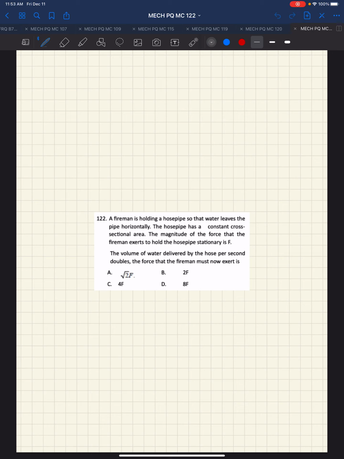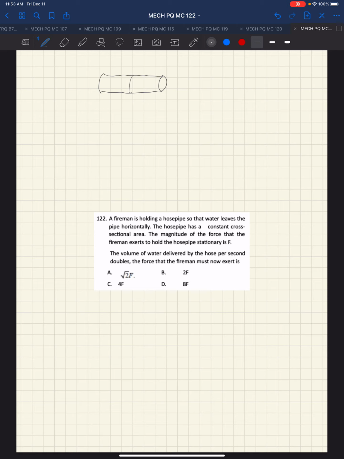So in this question, we have a fireman holding a hose pipe. The water leaves the pipe horizontally, and this is easiest to understand if we draw a detailed picture. So we have our hose like this, and the water leaves the pipe horizontally. The pipe has a constant cross-sectional area, so it doesn't expand.